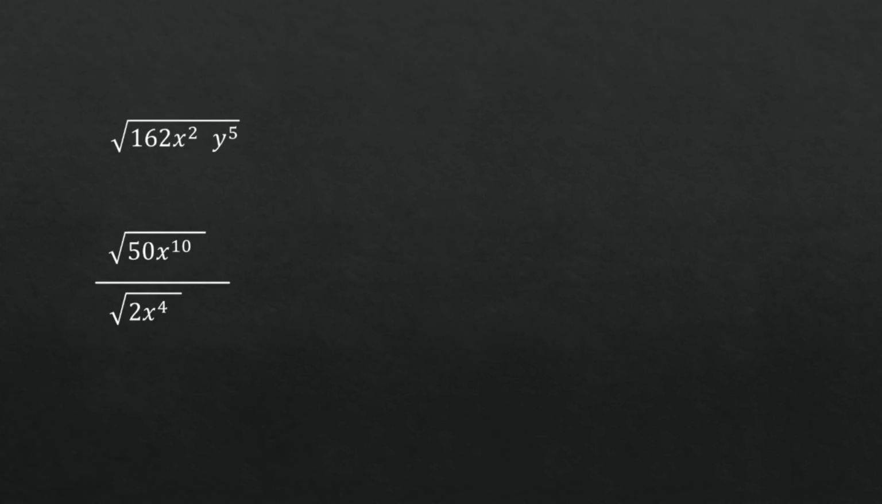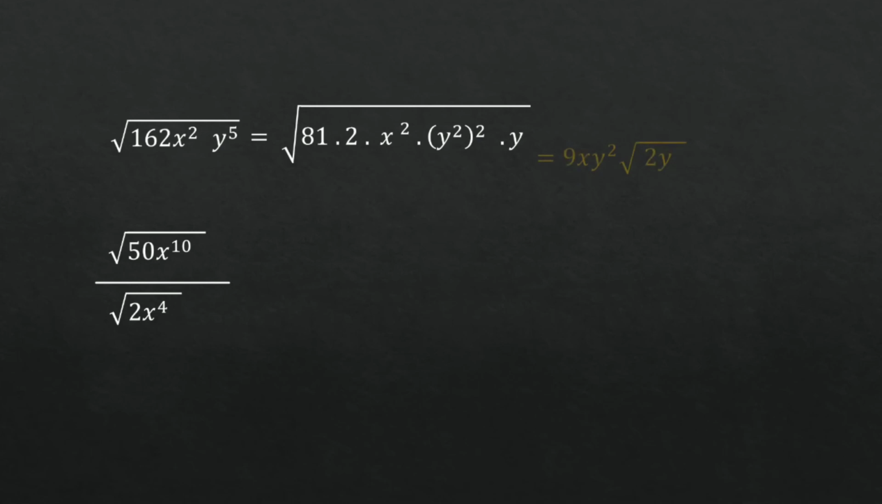Let's try to simplify the radicals expressed in algebraic expression. So we have square root of 162 x squared y to the power of 5. So again, let's find the factors of 162 that has perfect square, which is 81 and 2. x times x squared times y squared squared times y. So we already factored the y raised to the power of 5. So our answer here is 9x y squared square root of 2y.